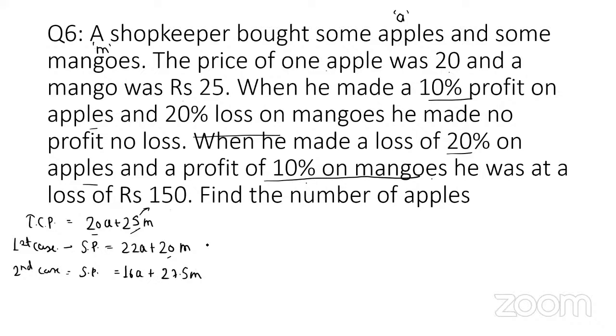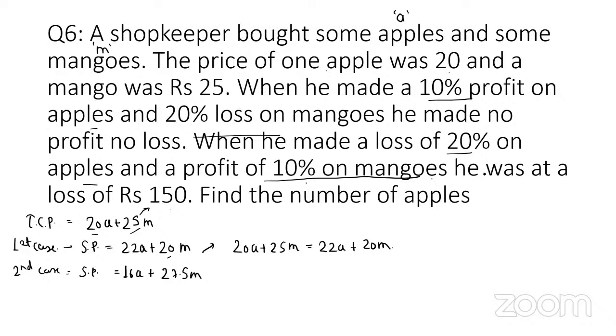In the first case, guys, there is no profit, no loss. So we can say that selling price equal to cost price. That means the equation must be 20A plus 25M equals to 22A plus 20M, because there is no loss, no profit. So cost price should be equal to the selling price.